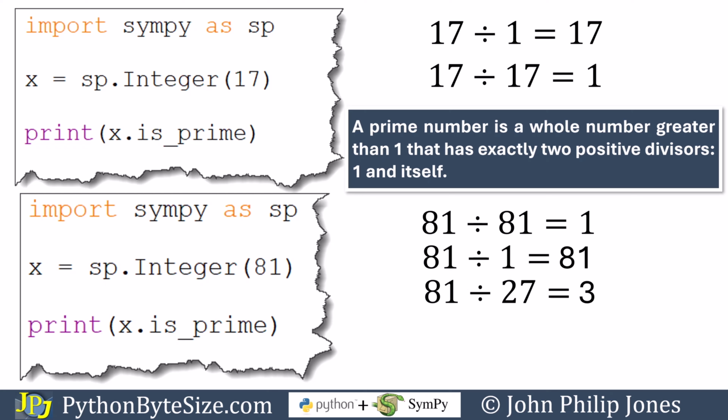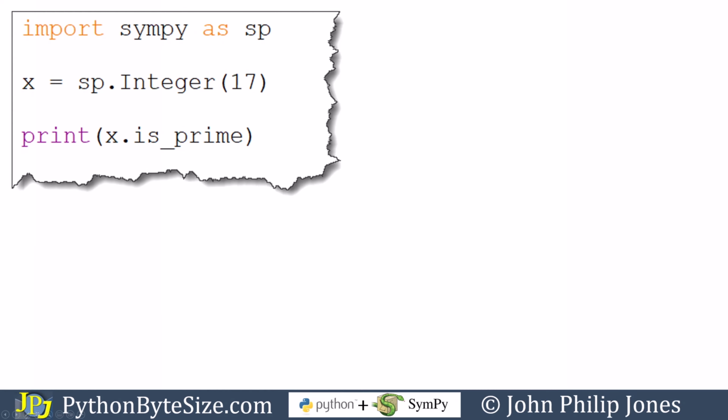Of course, there are other things we can divide it by, as I'm showing here. 81 divided by 9 gives us 9, and 81 divided by 3 gives us 27. But we know 81 is not prime, and 17 is. So let's move on to the next slide where we can see the program that I'm going to discuss, and it's the program that creates an integer of 17.